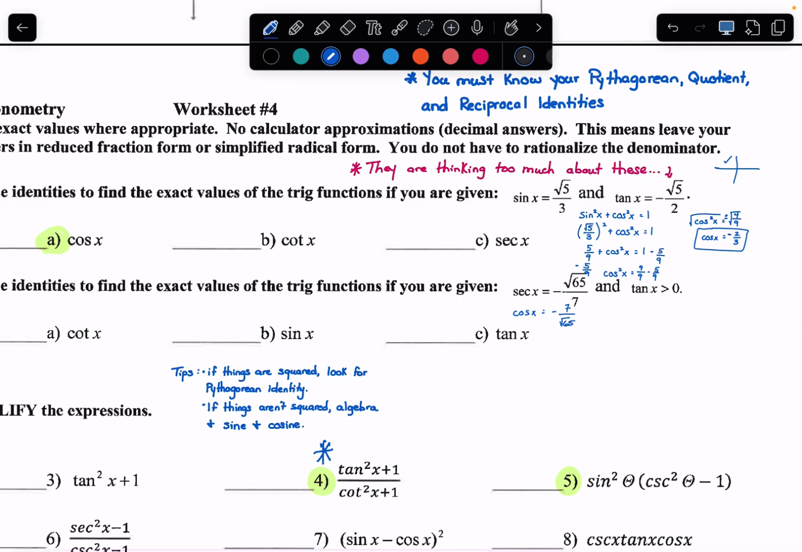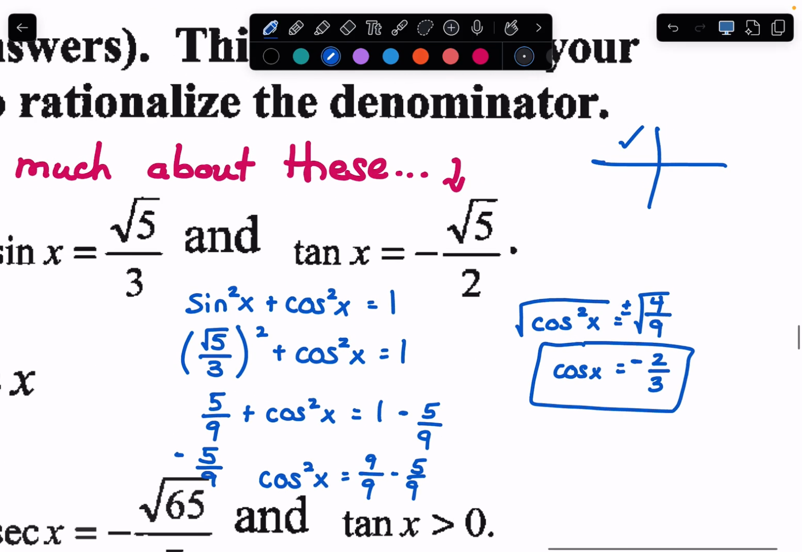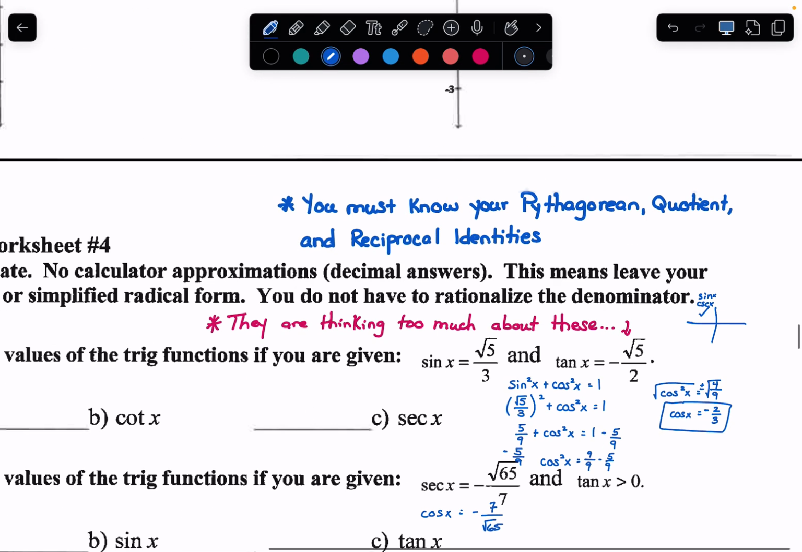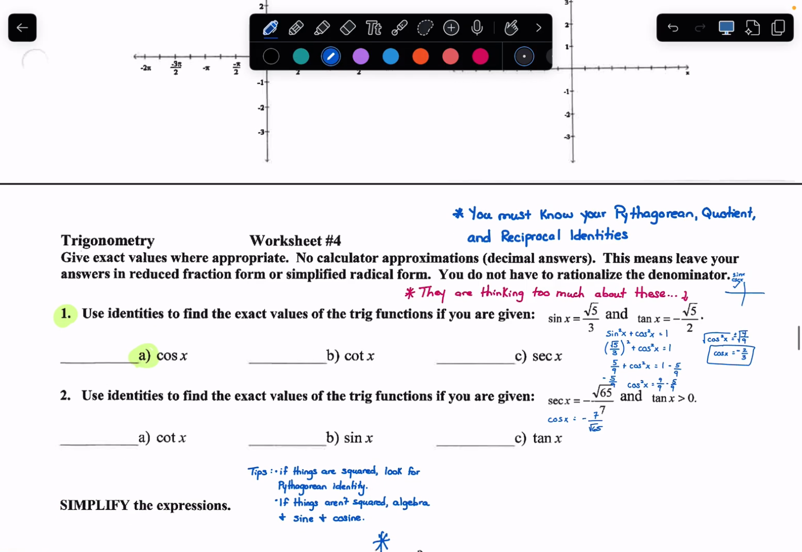Okay, for number 1, is it -2/3? And secant's -3/2, or is it positive? It's negative. Everything's negative. Because the reciprocal of secant is cosine, right? So if cosine's negative, then secant has to be negative. Only thing that should be positive is sine and cosecant, because it's in quadrant 2. Any questions on those two?